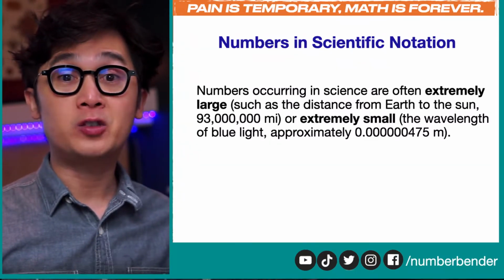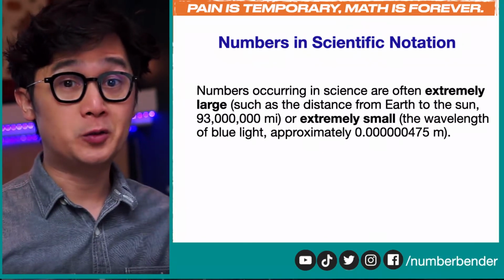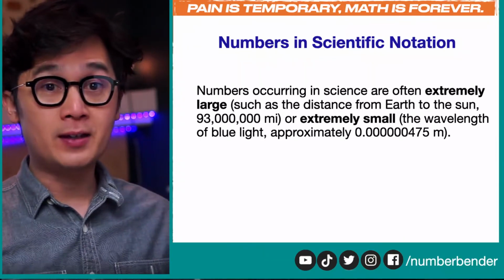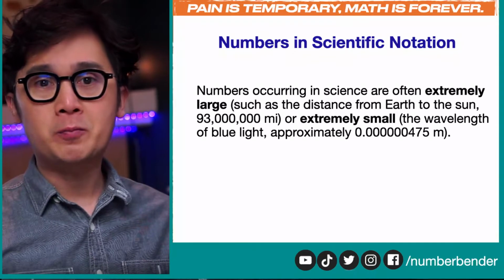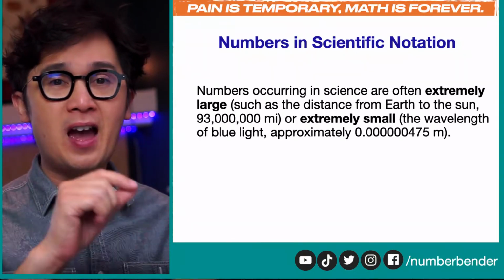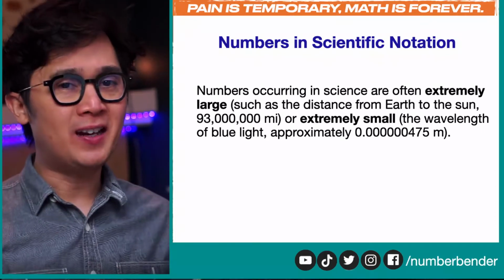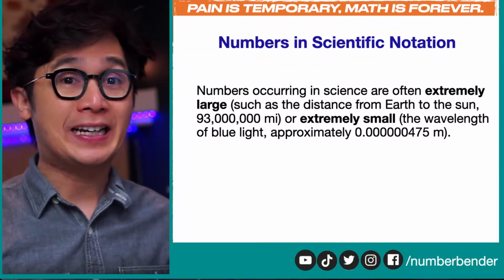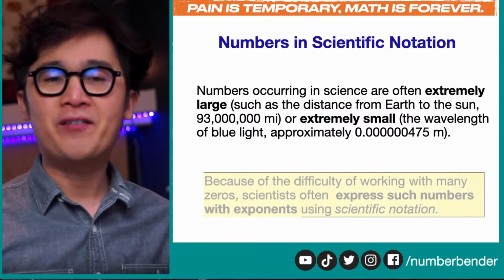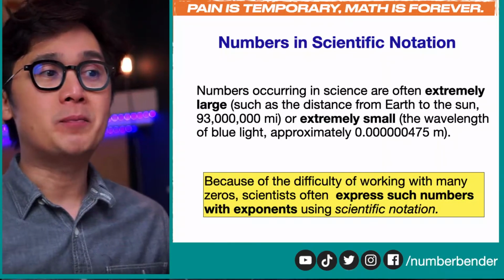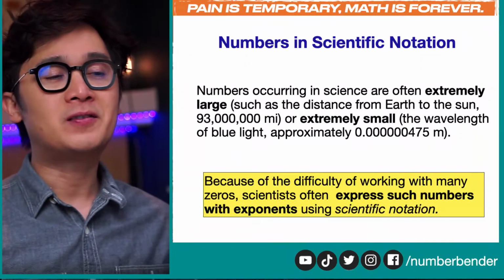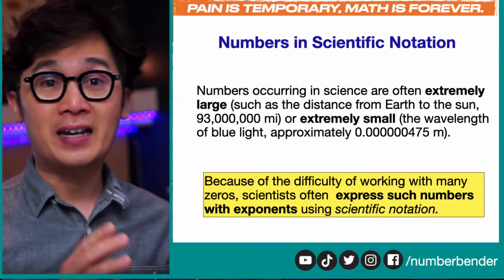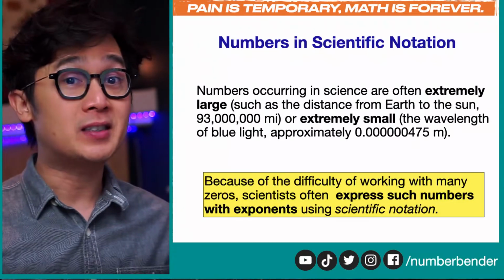If you'll notice, those numbers have a bunch of zeros, depending on how large or small they are. Scientific notation is a method we use to take an extremely large number and abbreviate it to make it a more manageable numerical value for math operations. Because of the difficulty of working with many zeros, scientists often express such numbers with exponents using this method.